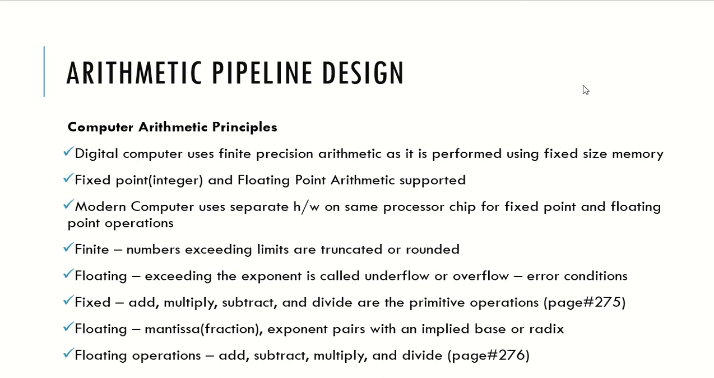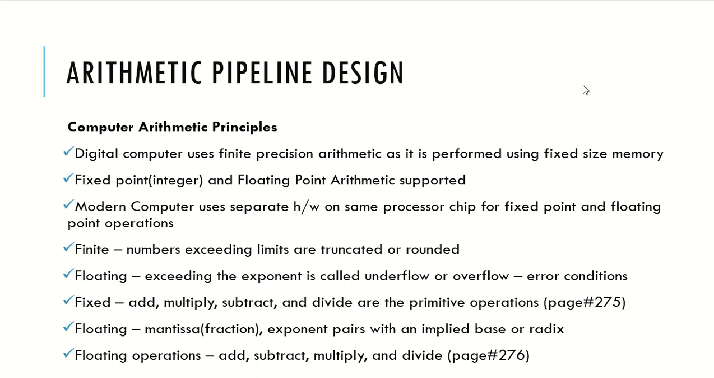Now, talking about floating point, as we know, a floating point number is represented as a combination of a base, a mantissa, which is the fraction, and an exponent. So it will be a combination of a base value, then a mantissa, which is the fraction, and then an exponent value.